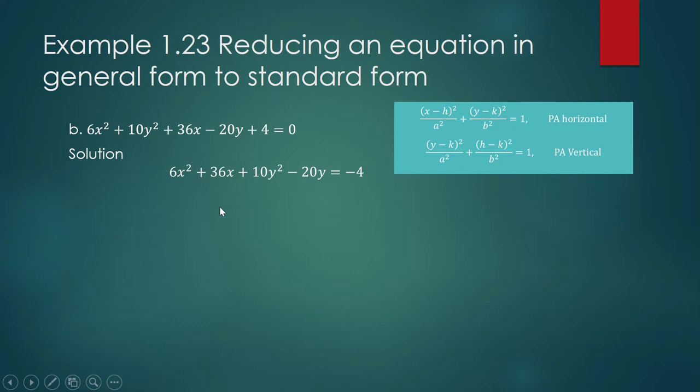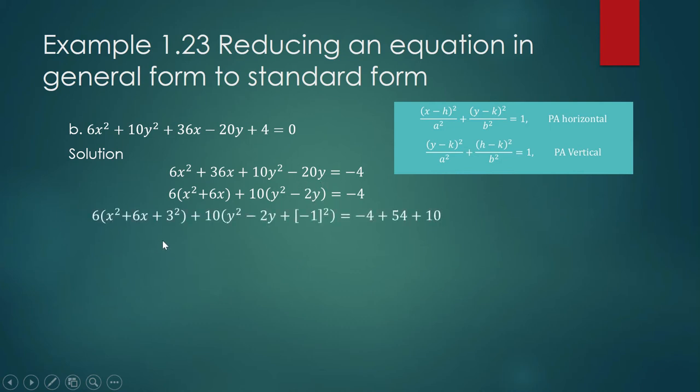We rearrange the terms, and then we factor out 6 from these two terms. We factor out 10 from these two terms. What happens next? If you want to check if you did the right factoring, all you have to do is multiply 6 back to your binomial. 6 times x squared is 6x squared. 6 times 6x is 36x. The same with this one. Just multiply 10 back to each of the terms. 10 times y squared is that one. 10 times negative 2y is that one.